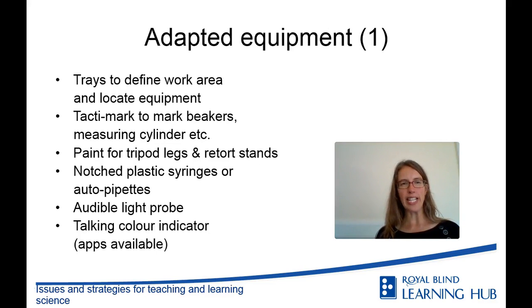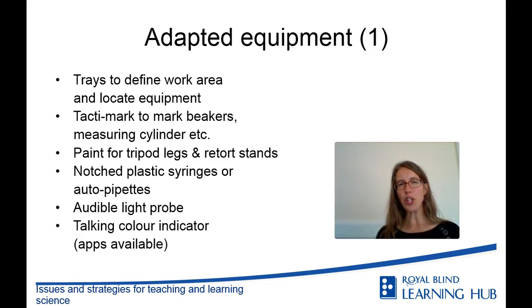So we're looking now at adapted equipment. One of the things I've put up there at the top is that it's very useful for the visually impaired learner to have a defined work area. And we can do that using spill trays. A spill tray is a tray with a very low edge to it, designed to catch any accidental spillages, but it is also very handy for helping the visually impaired learner locate equipment and work within a known area.